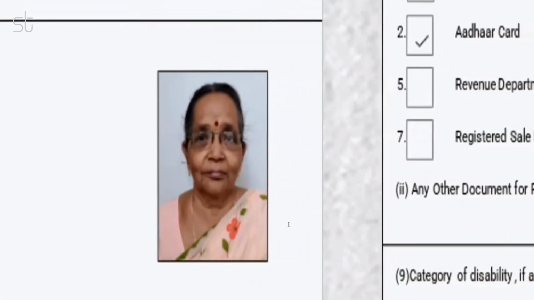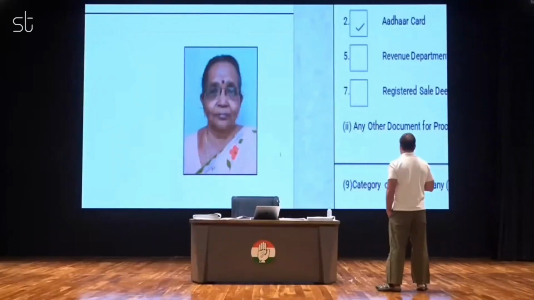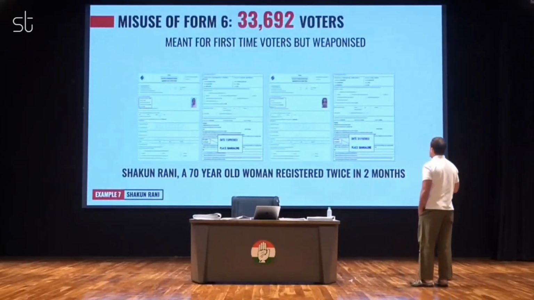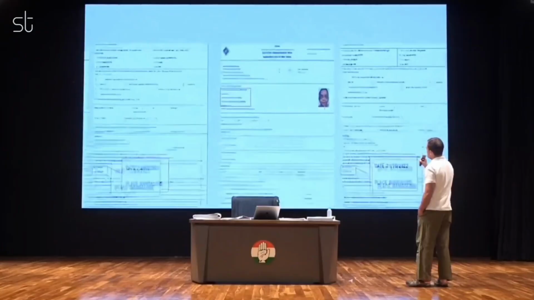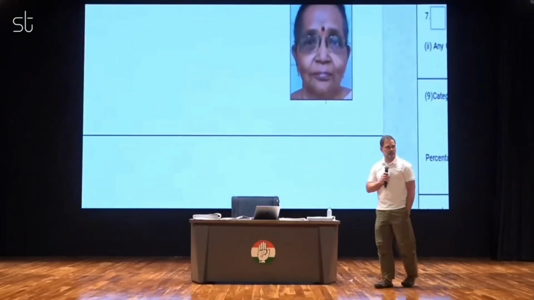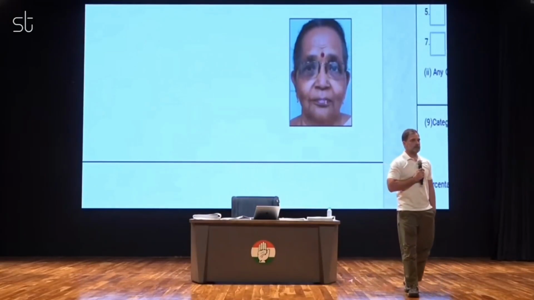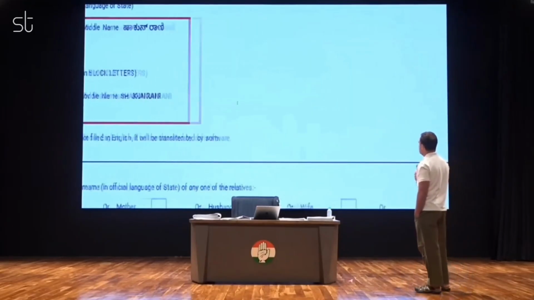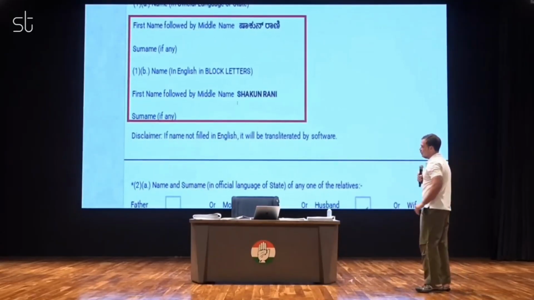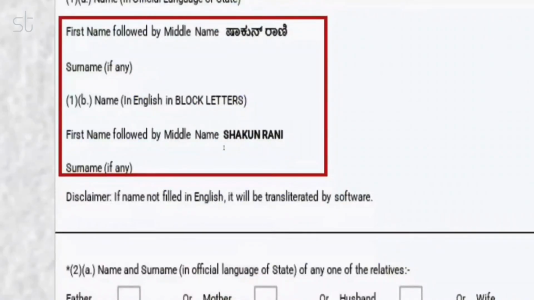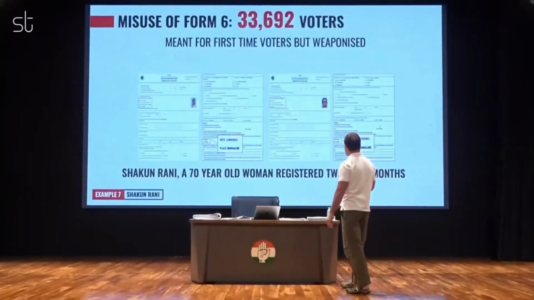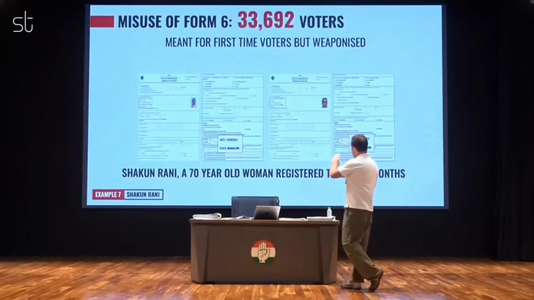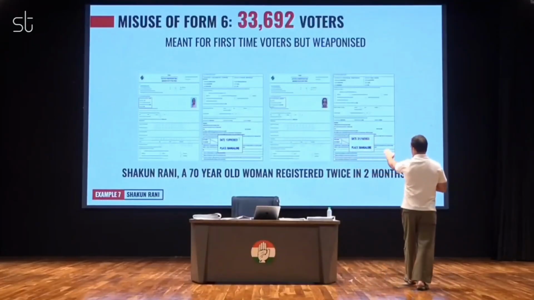That's a picture. Now go to the other picture. So this is essentially a zoomed in picture that they've taken. And this is now suddenly a new voter. Go back. Now she has no surname, but her first name is Shakun Rani. Right?